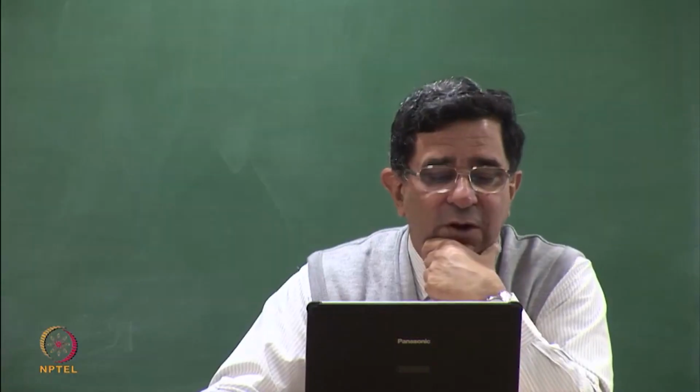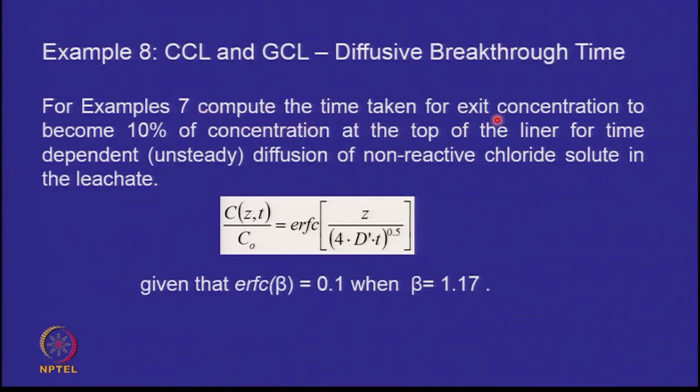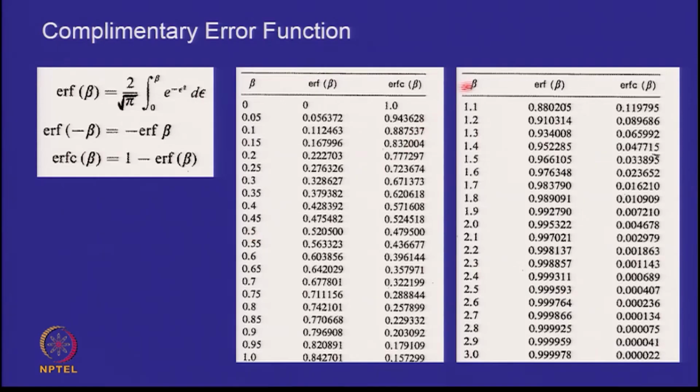So it says, for the previous example, compute the time taken for the exit concentration to become 10% of the concentration at the top of the liner for the time dependent diffusion. So you recall Czt is equal to C naught times the error function of this. So we are saying Czt over C naught should be equal to 0.1. That means the complementary error function of something should be equal to 0.1. And if you go back to this table, the complementary error function of something should be equal to 0.1, it will come here somewhere, right? And that value is 1.17.